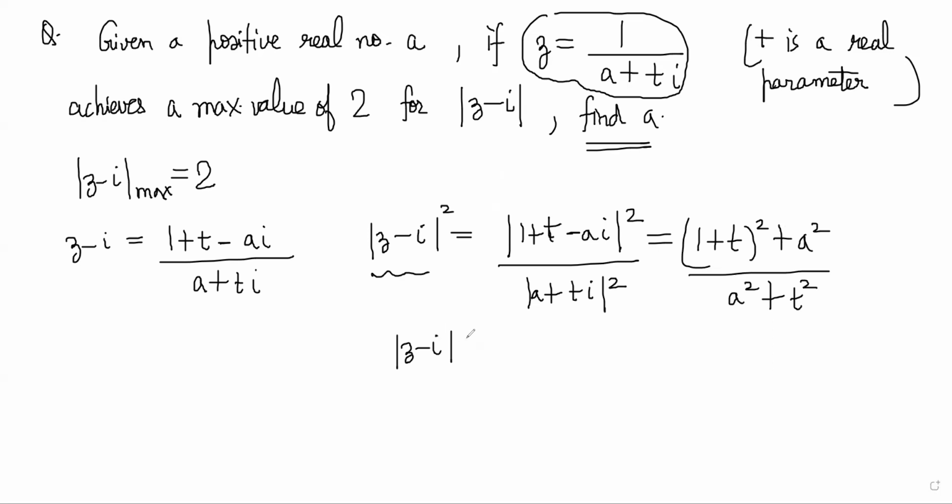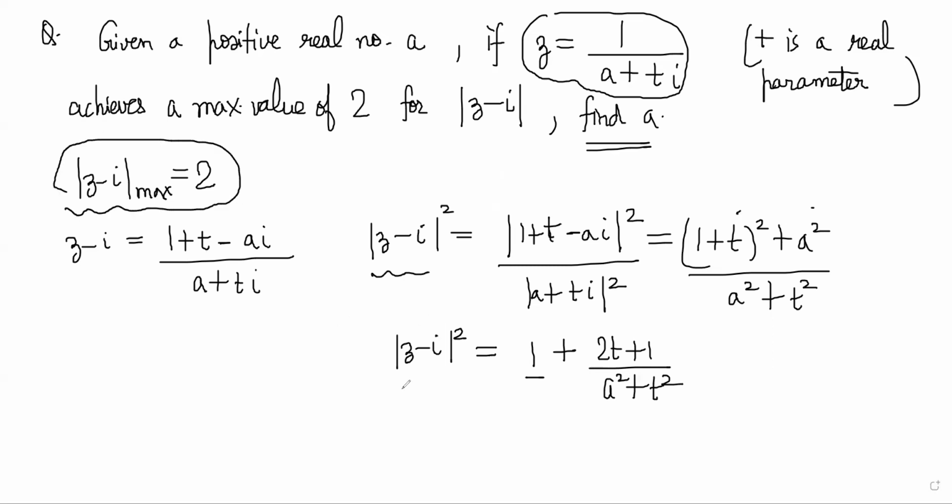Mod of Z minus i whole square, if you simplify this a little bit, you can write as 1 plus (2T plus 1) by (A square plus T square). I have taken the A square and T square here and made it 1, and the remaining terms are this. And we know that mod of Z minus i whole square is equal to 4. Z minus i max value was 2, so this max value is 4.